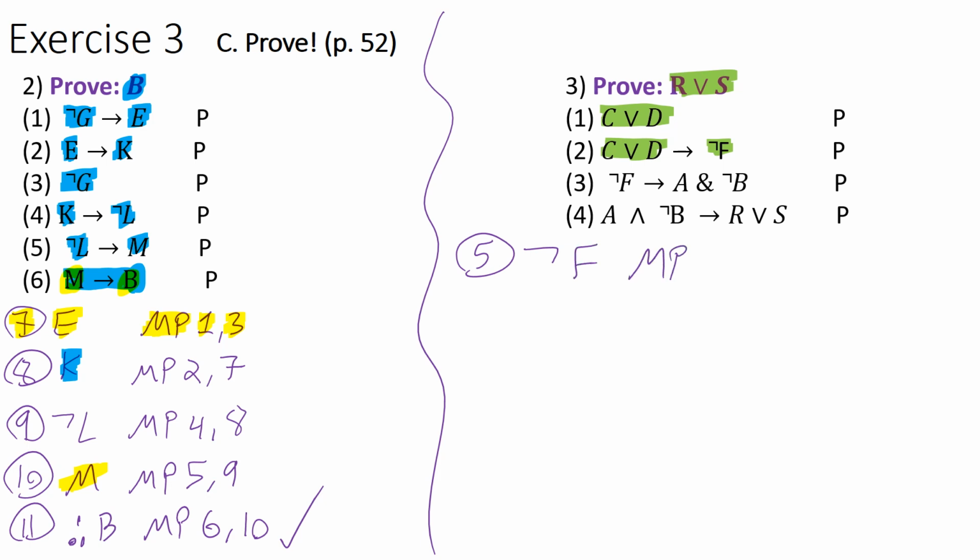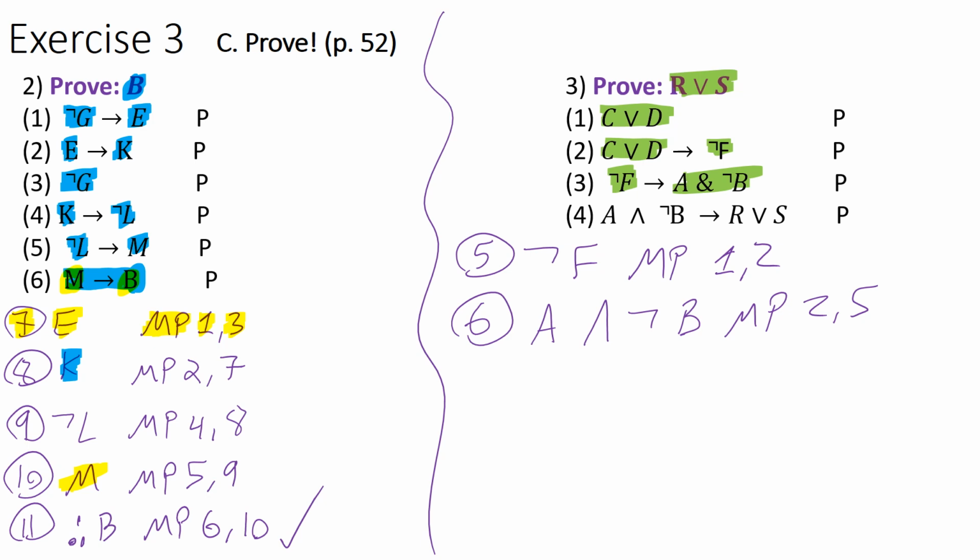by modus ponens with lines 1 and 2. Not F appears in line 3. We could affirm the antecedent to get that consequent. Thus for line 6, we can get A and not B, modus ponens, lines 2 and 5.